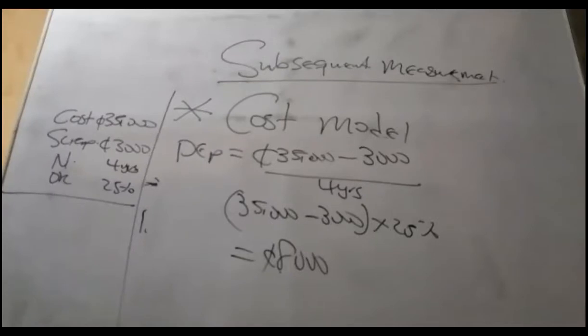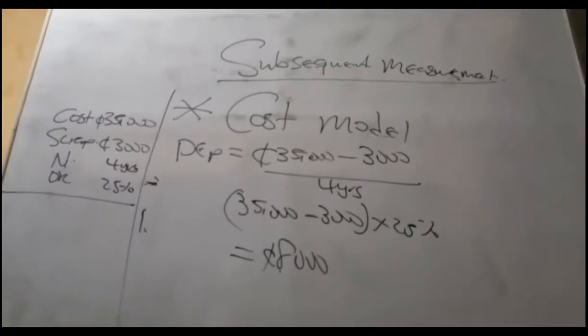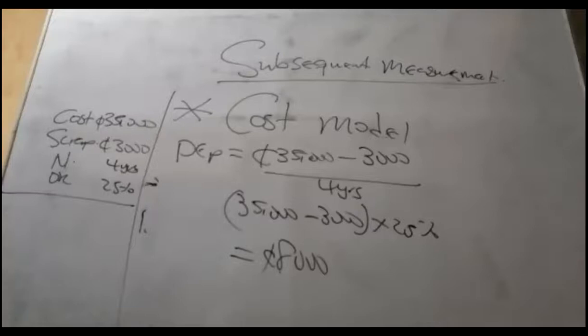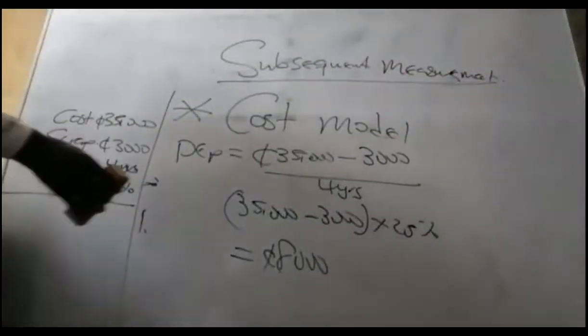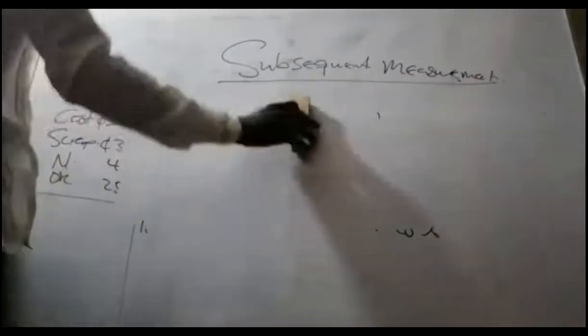Now let's go to method 2, using the reducing balance method. For the reducing balance method, is depreciation charged on the net book value or on the carrying amount? It is charged on the carrying amount.